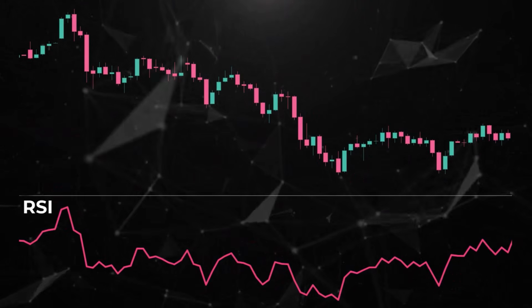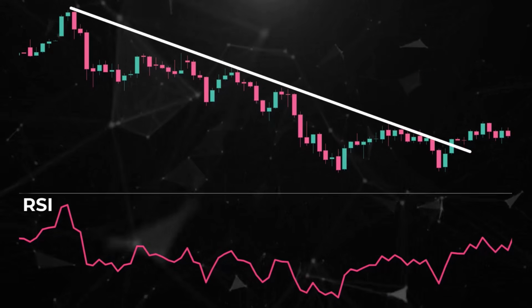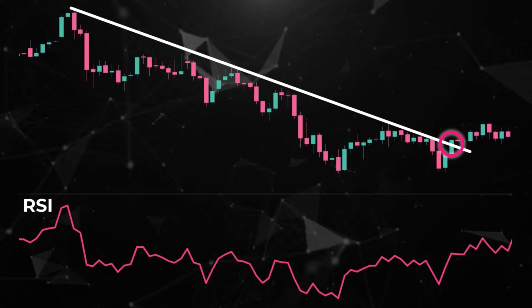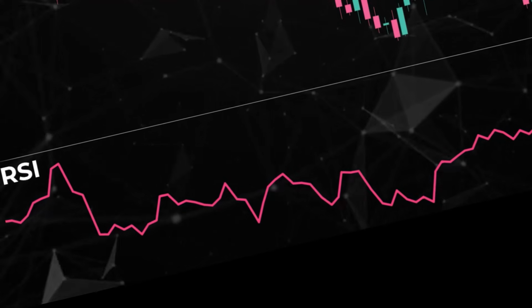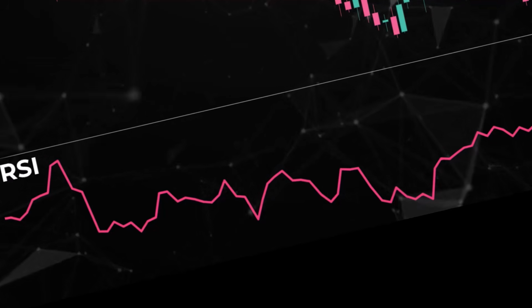Look at this chart for a second. Most traders are watching this trend line on the price, waiting for the breakout, but something already broke earlier and almost nobody noticed it. The signal didn't appear on the price chart. It appeared somewhere else, and once you see it, you may never look at RSI the same way again.